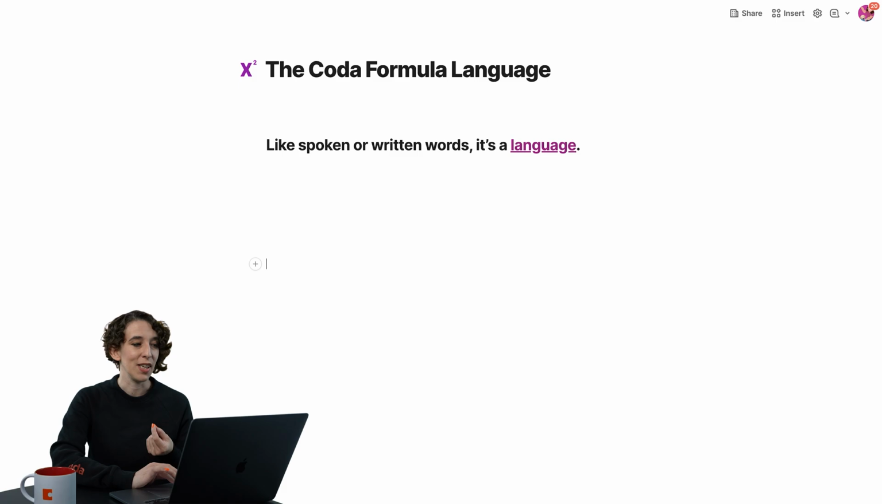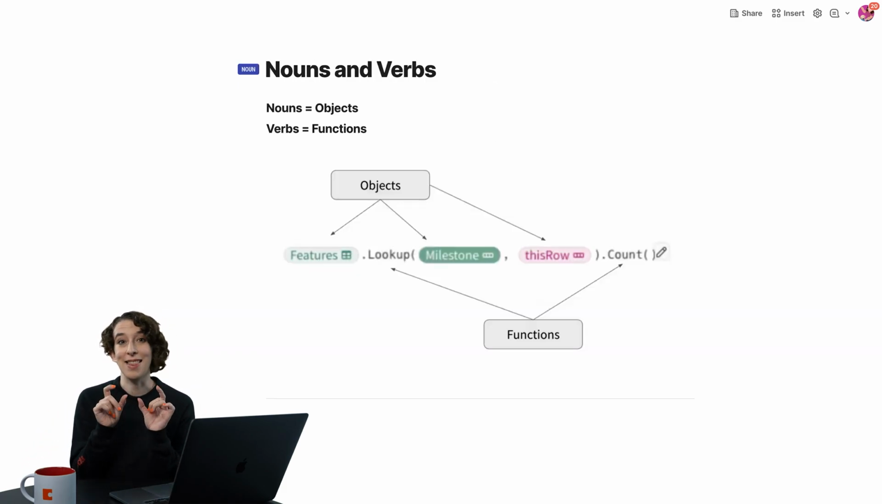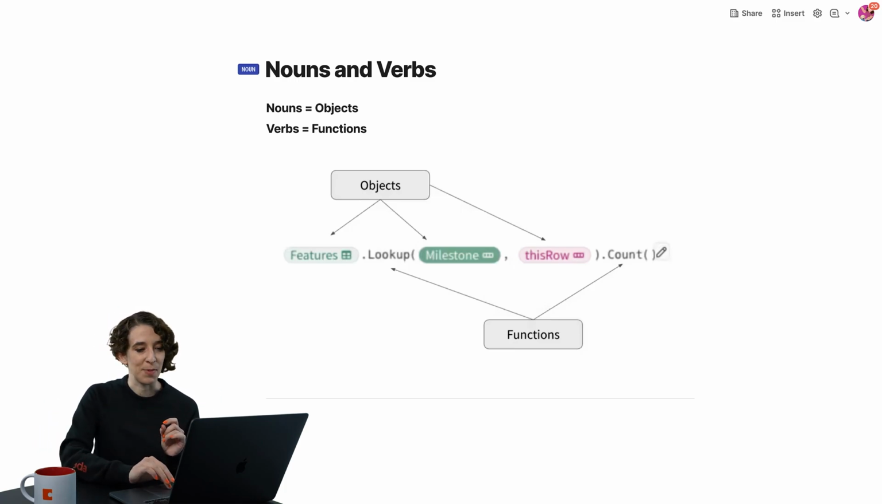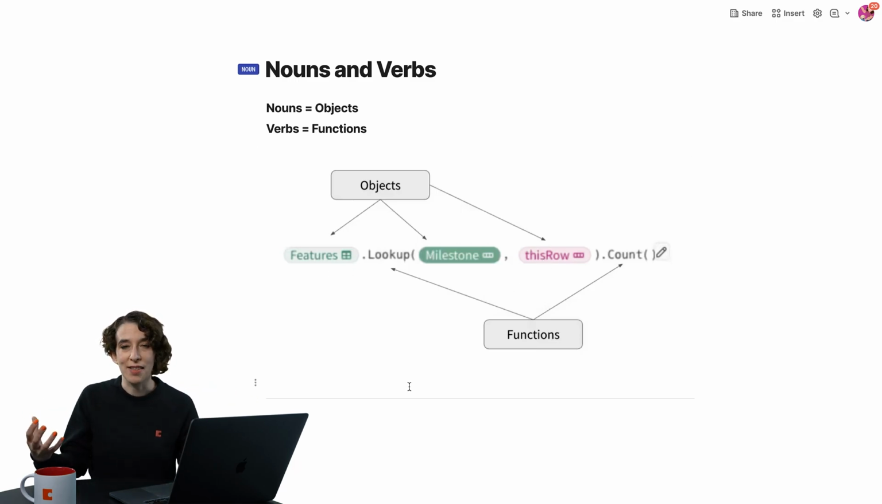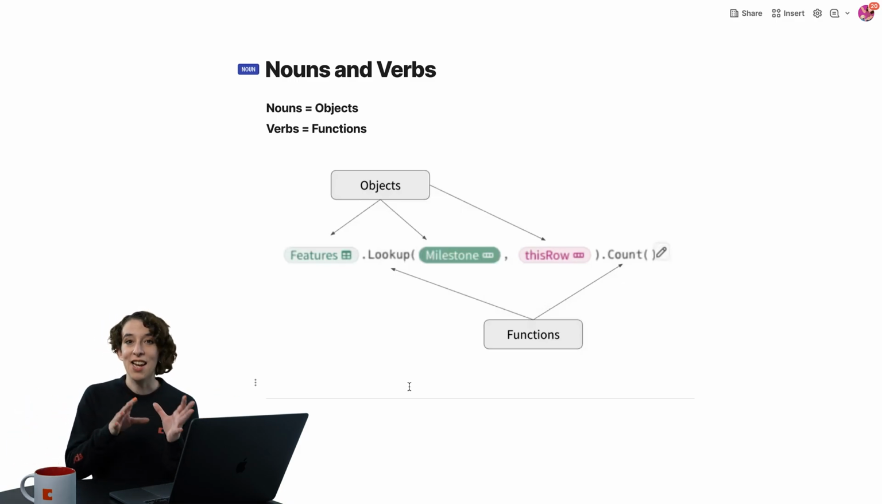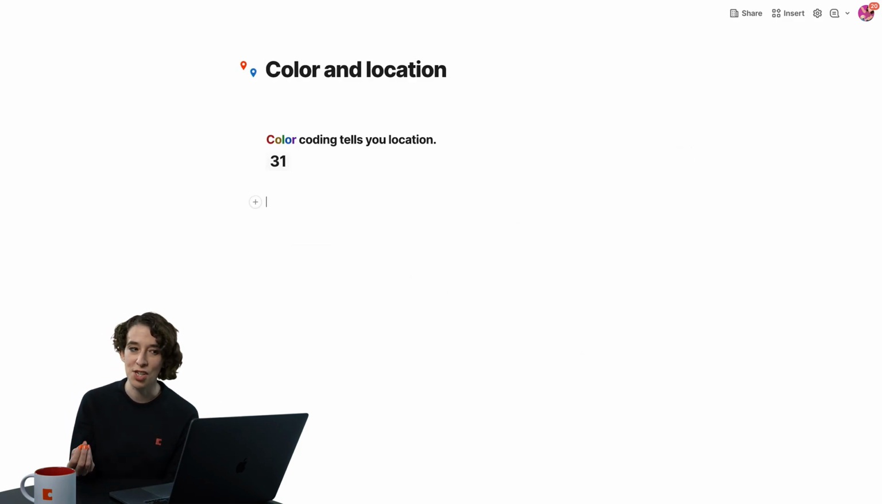The first rule is that there are nouns and verbs. In Coda, you'll notice that the nouns, the objects, if you want to get fancy about it, are in those little chips. Right here we see they're green and pink. Those are objects. But then we also have verbs. And in formula language, those are called functions. They allow you to do something, take action on that object. And again, those will be in that kind of black text, and objects, nouns, will be in those colored chips. So we have nouns and verbs, but those colors actually tell us something too.